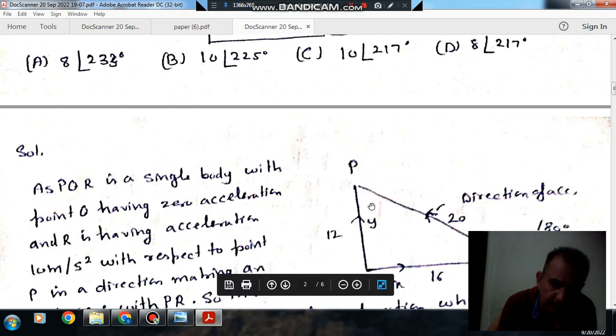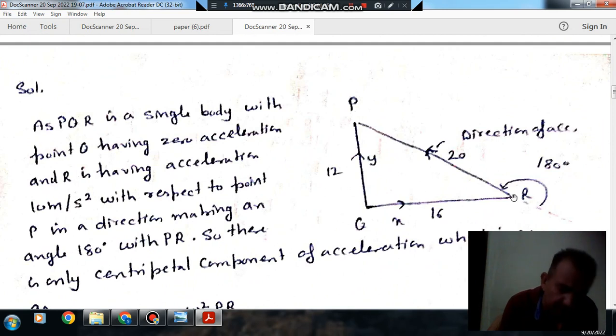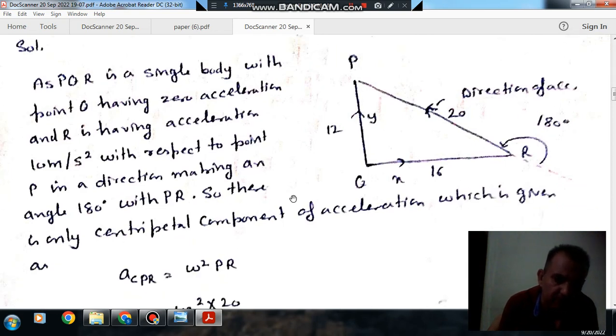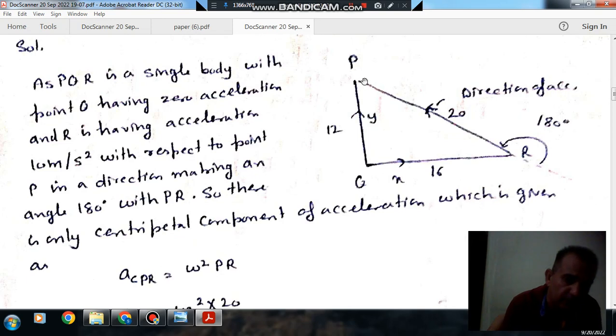As we are considering the acceleration of R with respect to P, and its direction is towards P, there is only the centripetal component of acceleration, because the centripetal component of acceleration is always directed towards its center. So there is only a centripetal component, and that component is given by omega square into the distance between the 2 points with respect to which we have to find the acceleration.